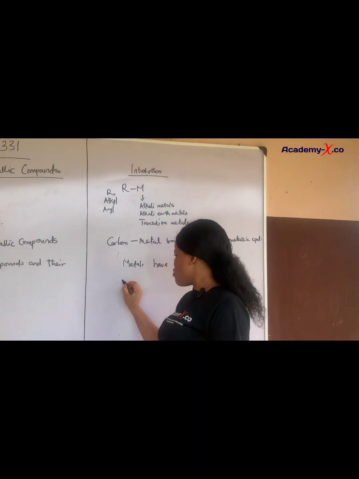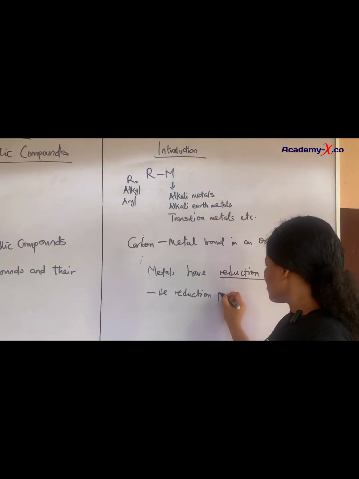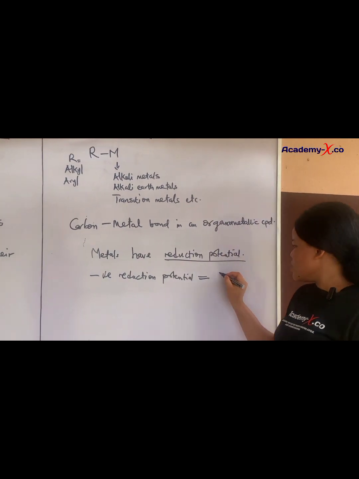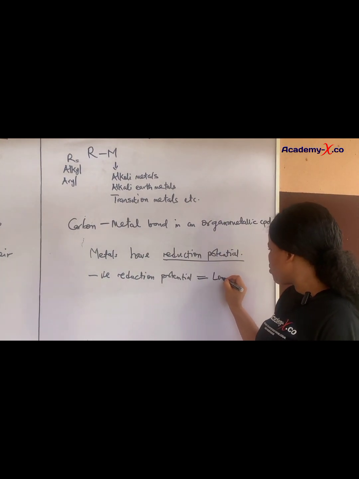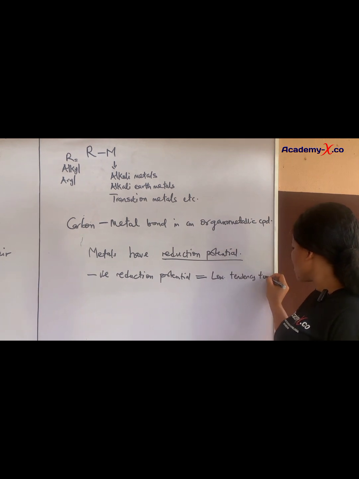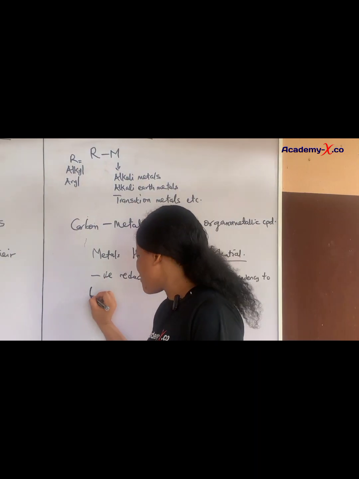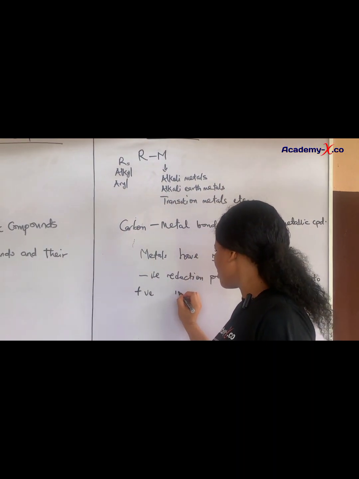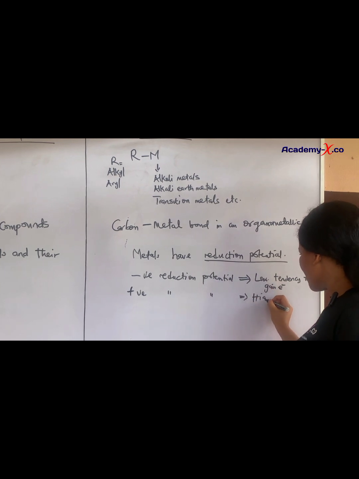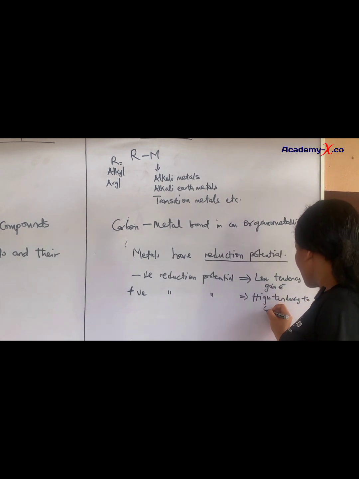And when you have a negative reduction potential, it means that that metal is what? It has a low tendency towards gain electron. If you have a positive reduction potential, it means that that metal has a high tendency towards gain electron.